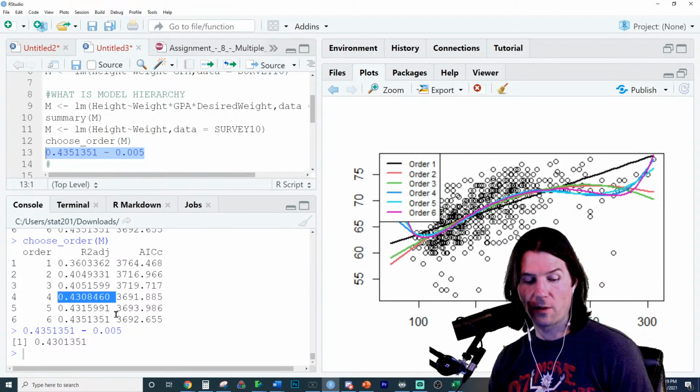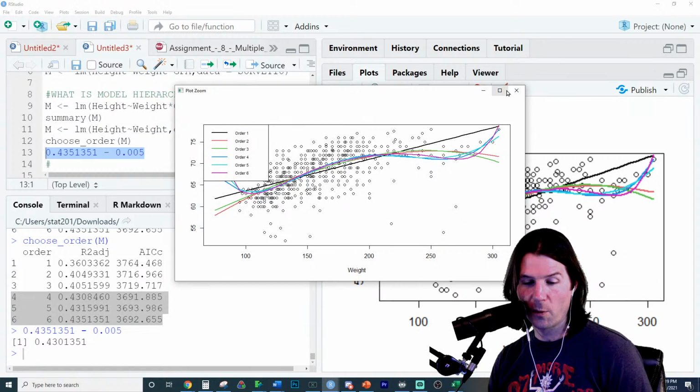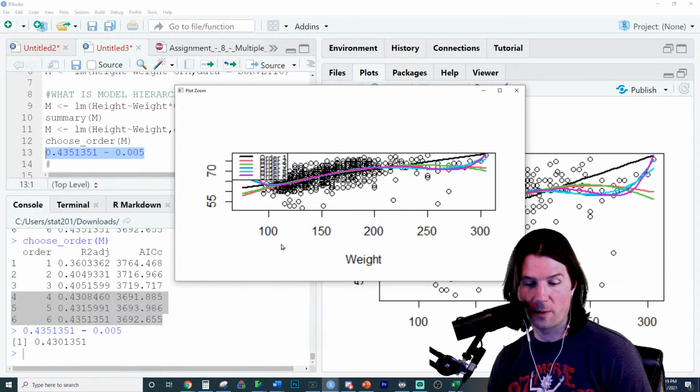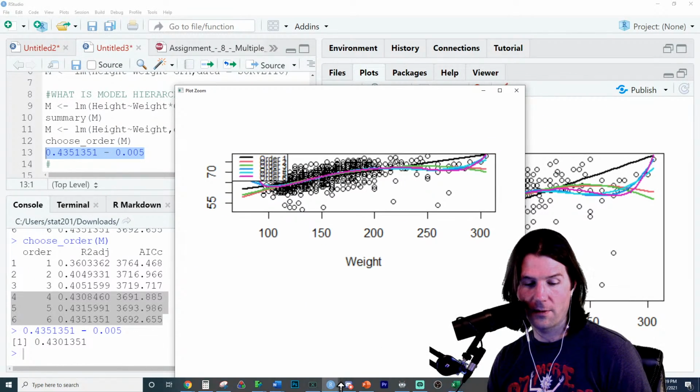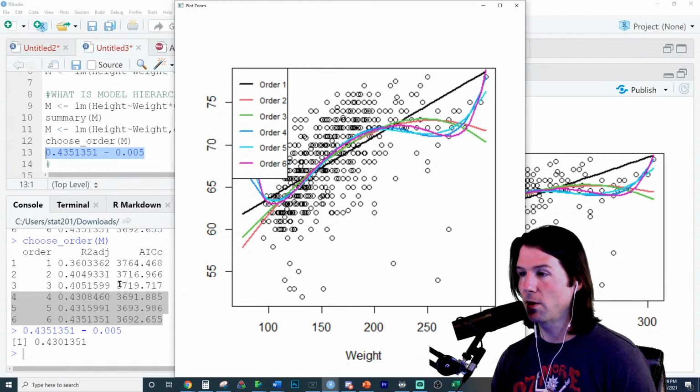I want you to notice about the 4th, the 5th, and the 6th degree polynomial in this graphic. The 4th, 5th, and 6th degree polynomial all kind of overlap. Does that make sense, how they're all kind of overlapping right here? The 2nd and 3rd kind of overlap, and look at their R squareds adjusted.